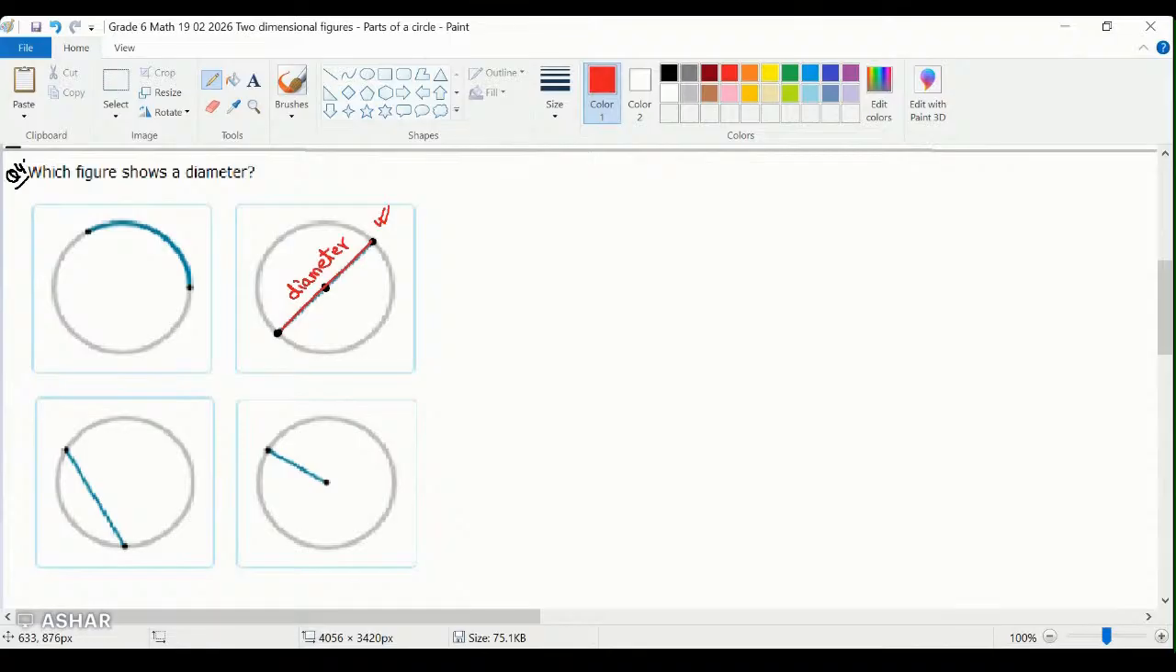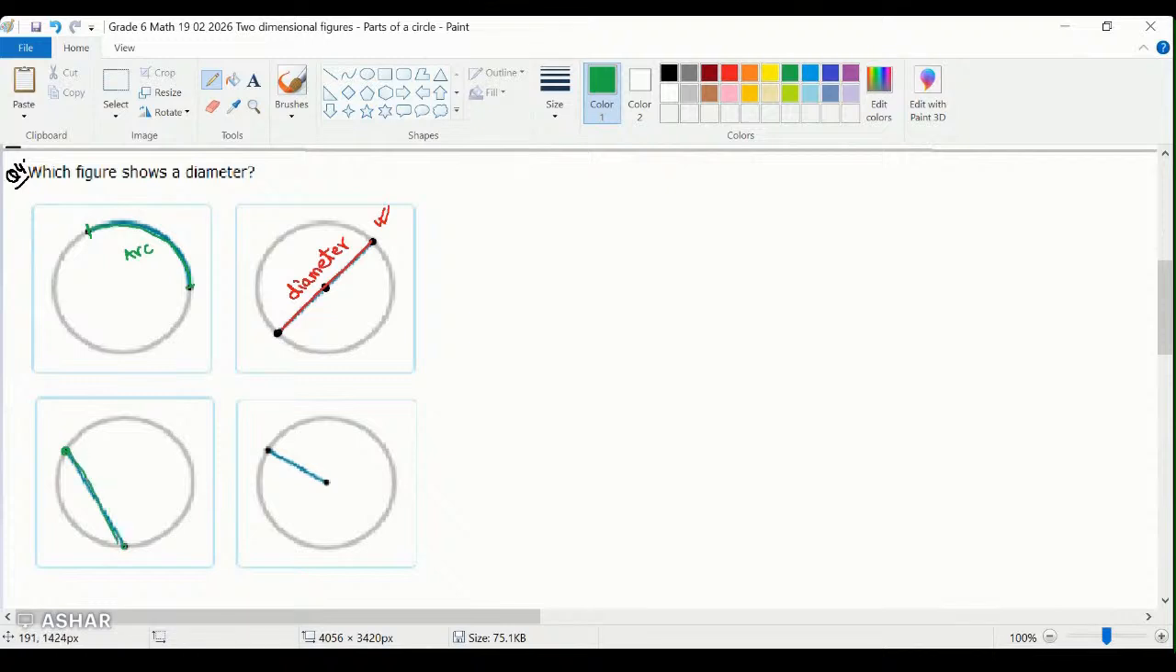What about the first option? This is known as arc or arc length. Agreed? The third shape is a line which touches the circle internally, right?